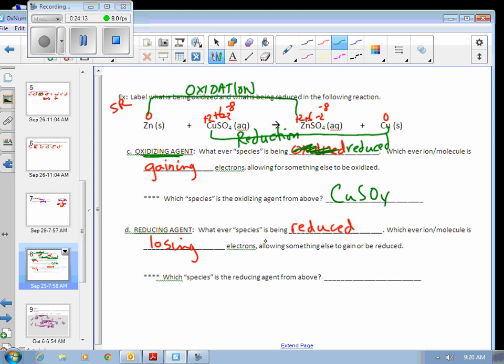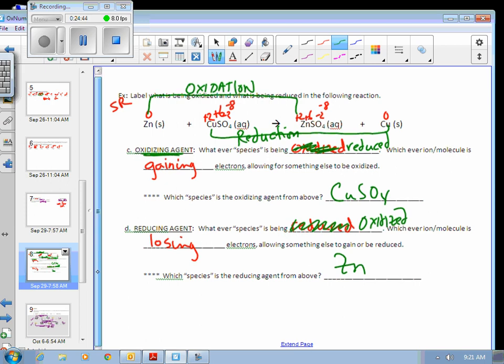So what about the reducing agent? Of course, it's going to be the opposite. Whatever species is being oxidized, a little bit of opposite world. Whichever ion or molecule is losing electrons is going to allow something else to gain electrons, or be reduced. So what species is the reducing agent? Well, who's losing the electrons, allowing something else to be reduced? That would be the zinc metal. So there you go.